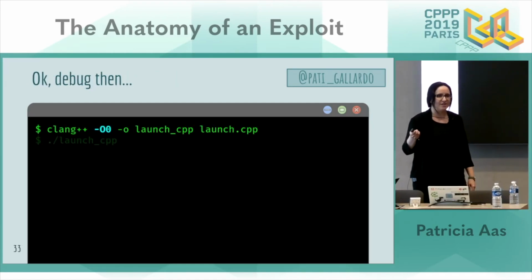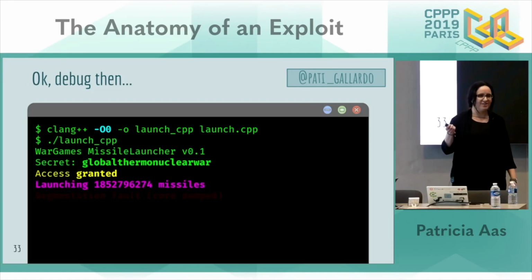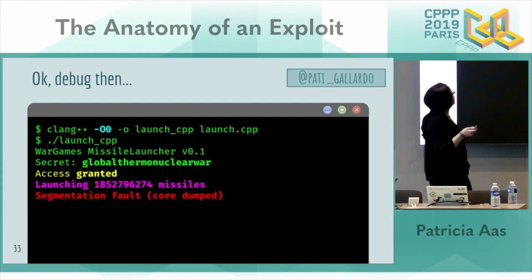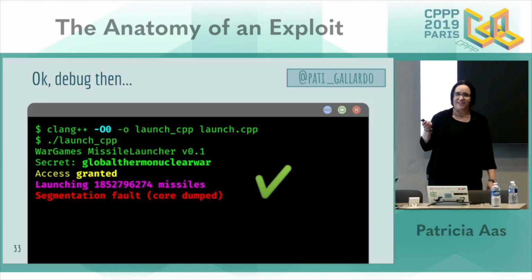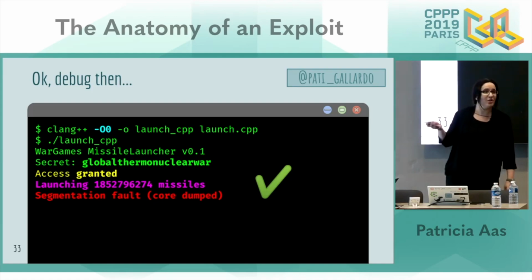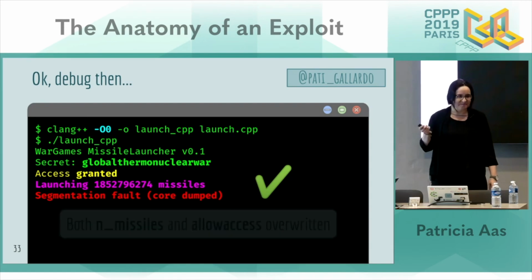Okay, so we tried the debug, and access granted, launches a bajillion missiles, and then segmentation fault, core dumped. So that's interesting. We are having exact same issues with cin that we had with gets, but now with no warning and nothing to say that this was a problematic code.